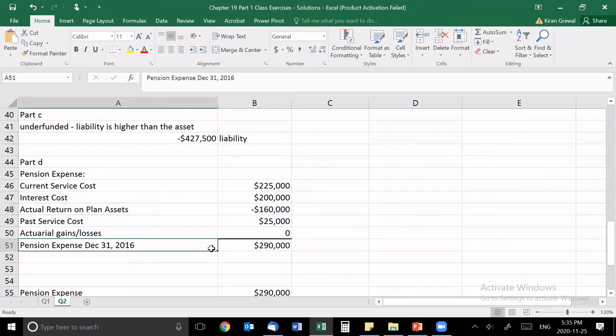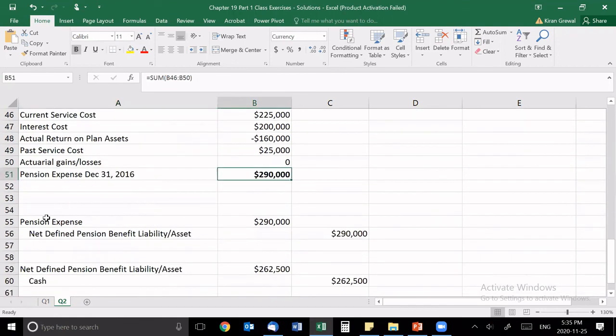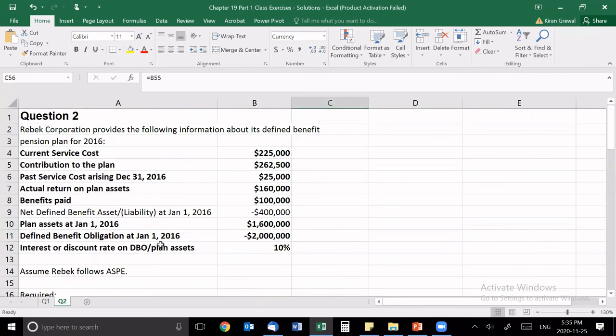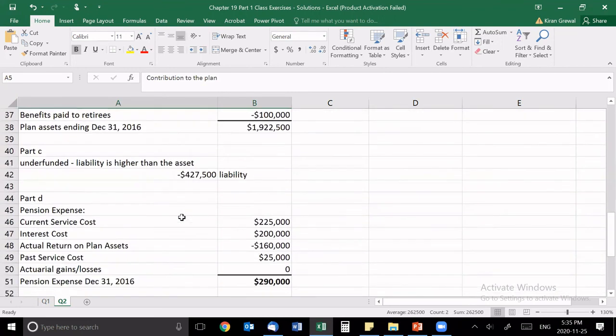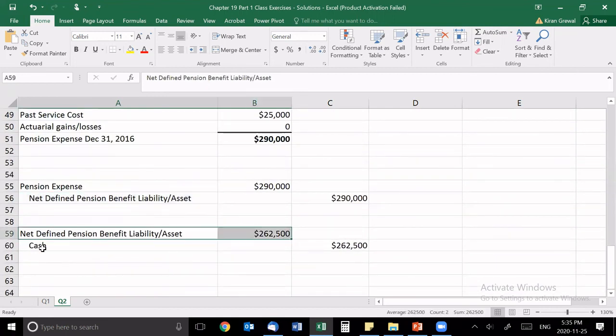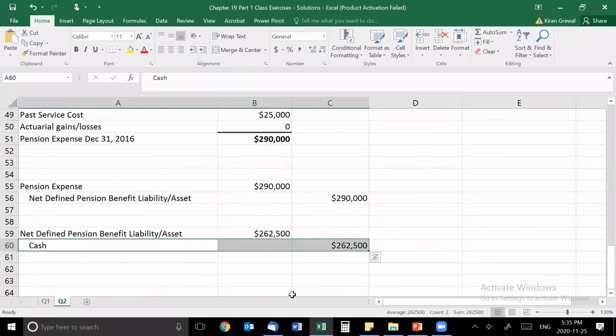The next part of the question is the journal entries. So 2 journal entries, one for pension expense. The first one: debit pension expense, $290, whatever you calculated as your pension expense, and credit net defined benefit liability or asset, $290. Our second one is for the cash contribution. If you go back up, it says the contribution to the plan was 262,500. So we have to record the cash coming out for that. We're going to debit our net defined benefit this time, and credit our cash, 262,500.